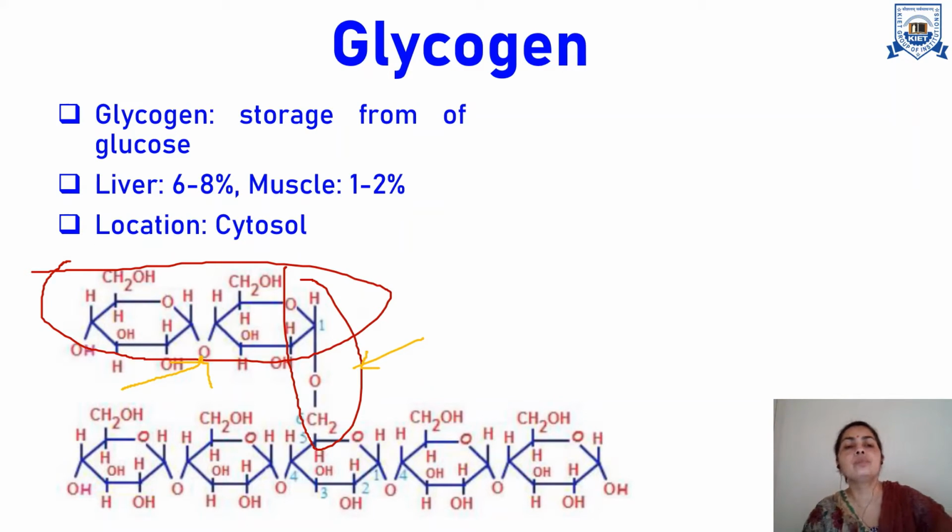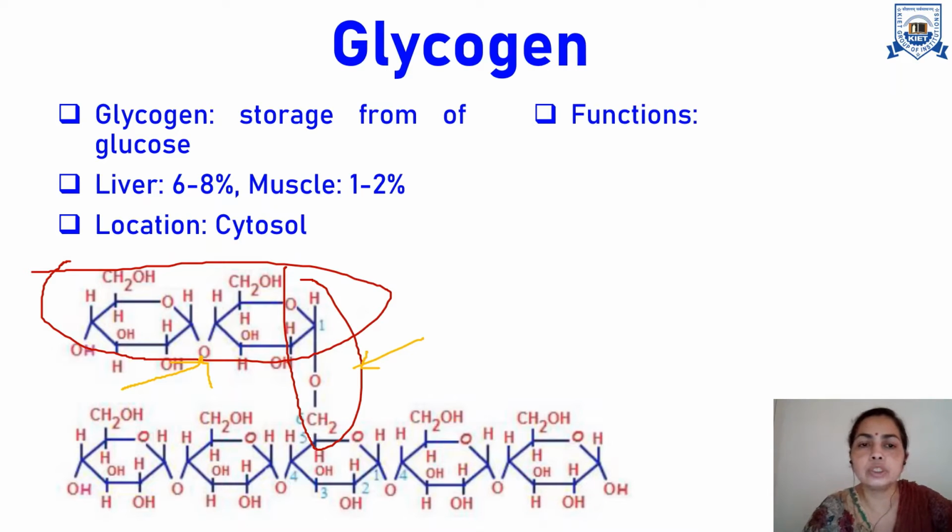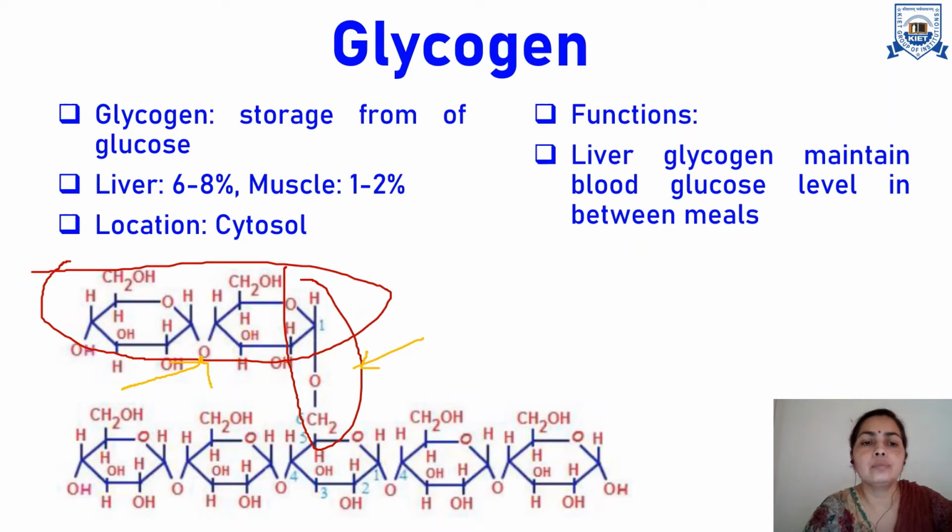Now, in animals, glycogen is one of the preferred storage forms of energy, and most of the glycogen stored in animals is in the liver. It is around 6 to 8%, while in muscles around 1 to 2% of glycogen is stored. The enzymes required for glycogen metabolism, for its synthesis and breakdown, are present in the cytosol. So the major pathways involved in glycogen metabolism, the formation as well as its breakdown, occur in the cytosol.